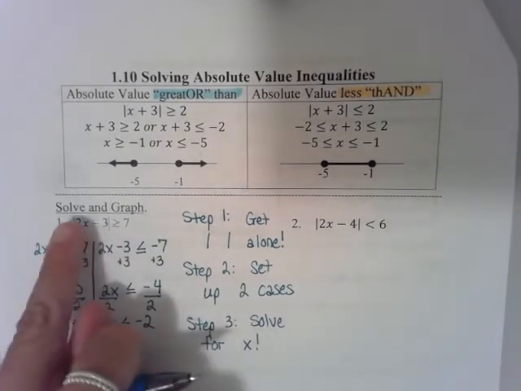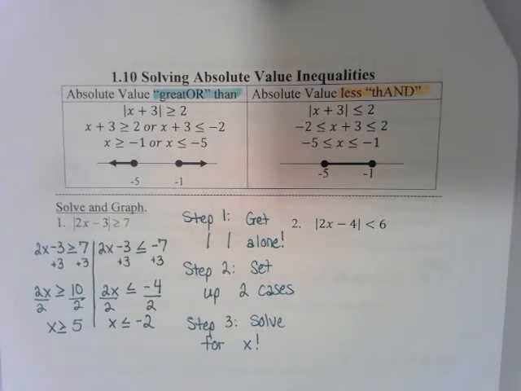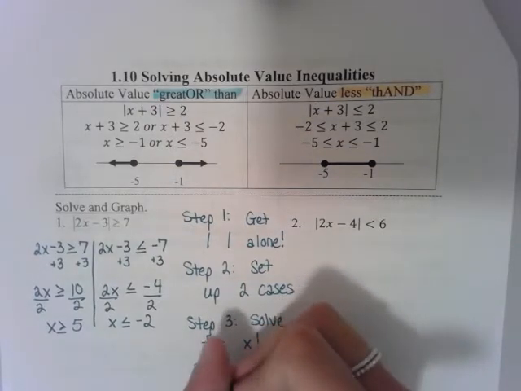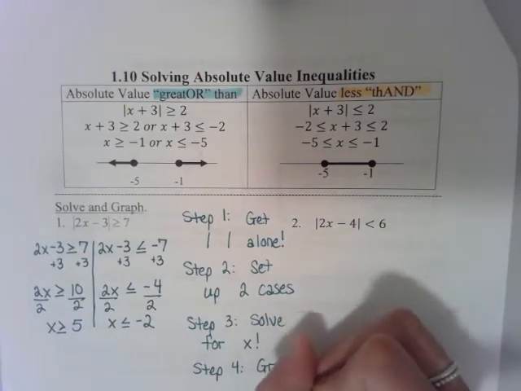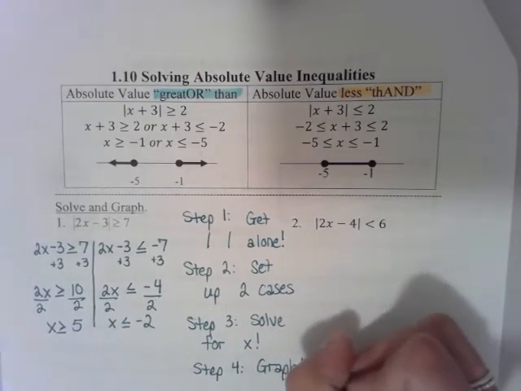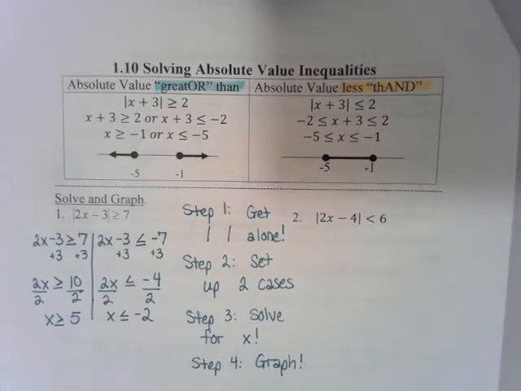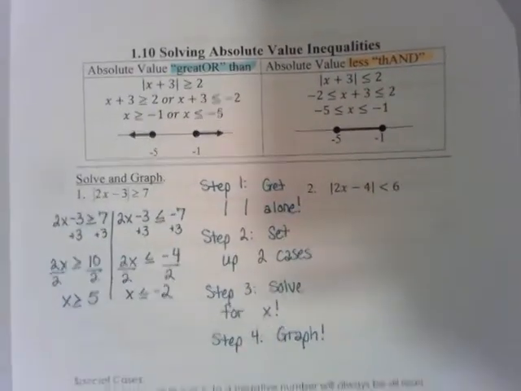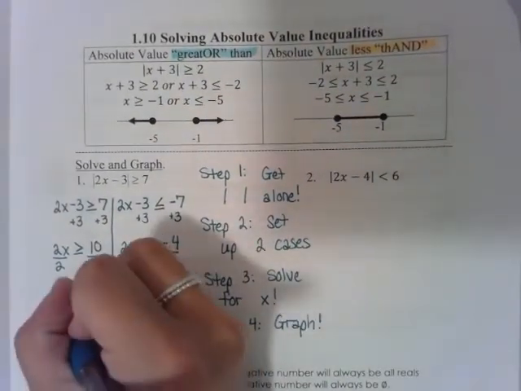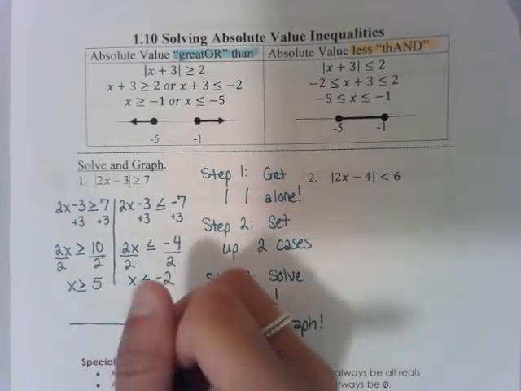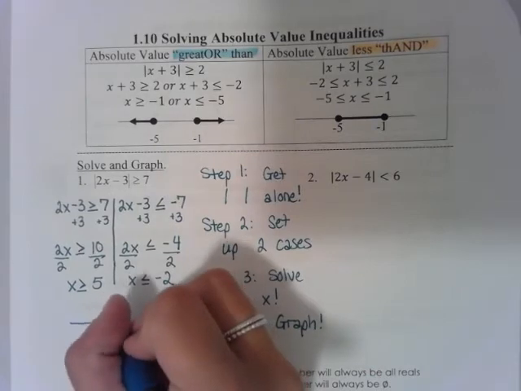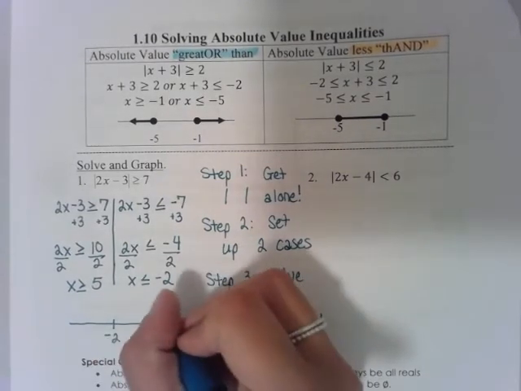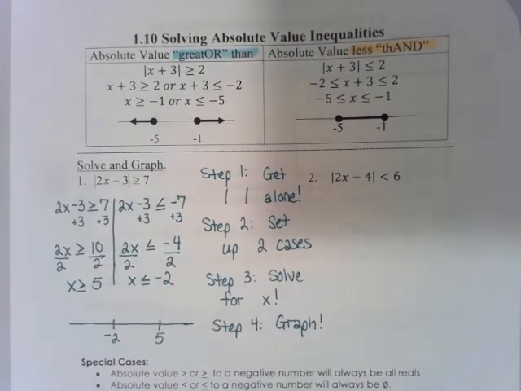Now, it doesn't ask us to just solve it. It asks us to graph. So my final step is to graph. To be able to do my graph, I need to draw a number line and label it with my two solutions that I found. We want to put these from lowest to highest. So I have negative 2 and 5 labeled on my graph.